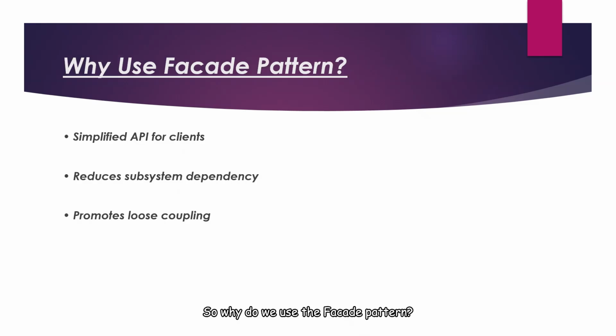So why do we use the Facade pattern? The main reason is to simplify the interactions between the client and the subsystem. Without the Facade, the client would need to interact with multiple complex subsystems directly, which can be overwhelming. The Facade provides a simplified interface and hides the complexities of the subsystem, reducing the learning curve for a new developer and simplifying code maintenance. It also helps in reducing tight coupling as the client is no longer directly aware of the subsystems it interacts with.